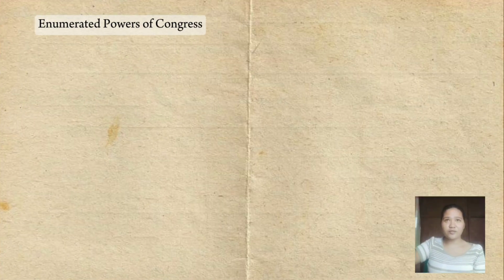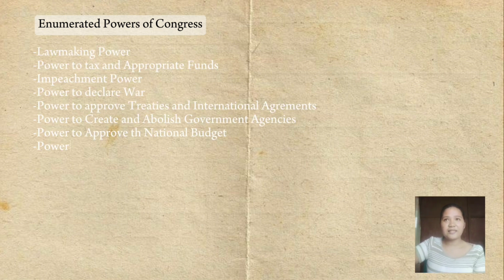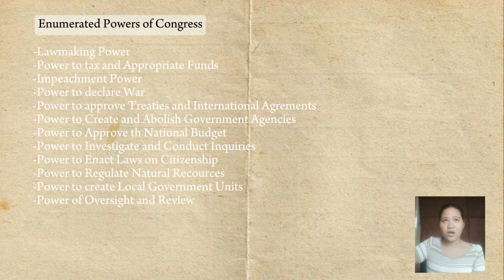Enumerated powers of Congress are those powers explicitly or expressly identified in the Constitution. They define the limits of power for each branch of the federal government. An example of enumerated power in the Constitution is found in Article 1, Section 8 for the legislative branch. This includes such powers as the power to coin money, establish post offices and post roads, regulate interstate and international commerce, and raise and support armies.